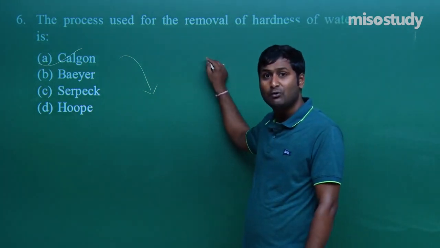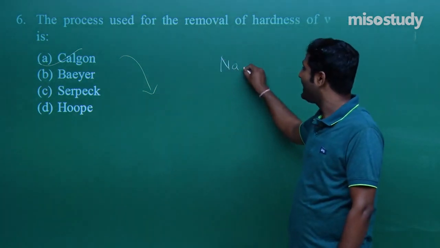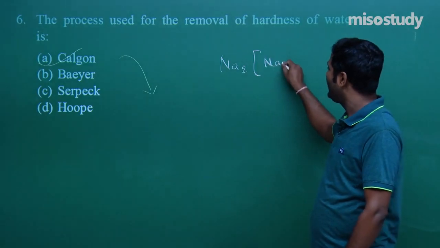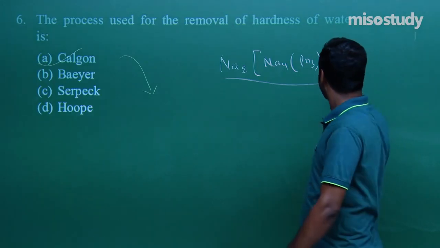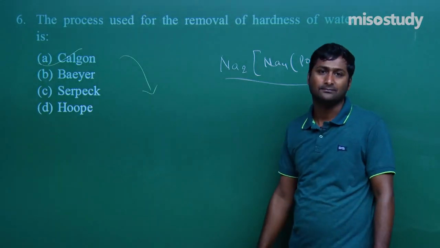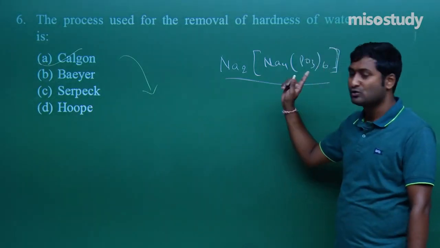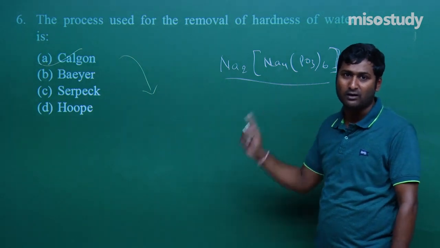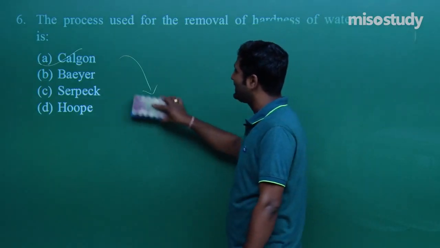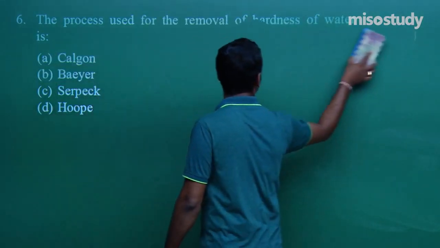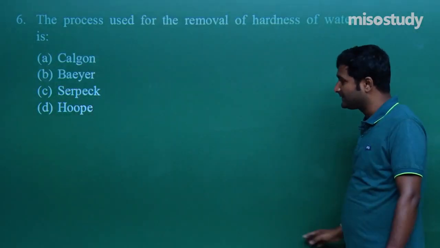What is sodium hexametaphosphate? How to write the formula? Do you remember this? Sir, Na4(PO3)6. This is the formula of Calgon. Clear? Remember, sodium hexametaphosphate. Now I'm going to rub this part, friend, and we'll discuss the next part of the question. Wait for a moment.